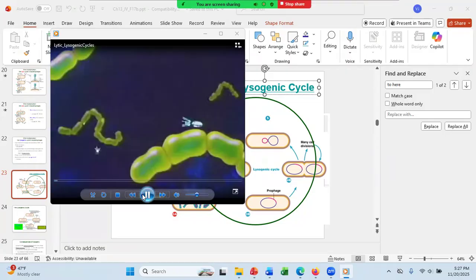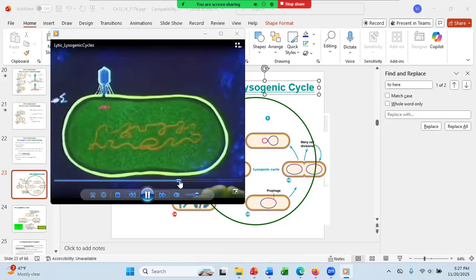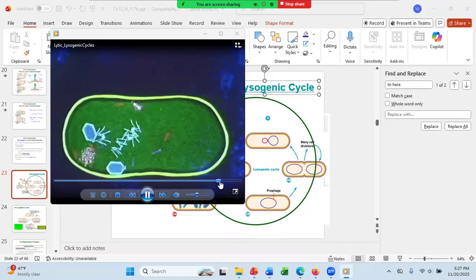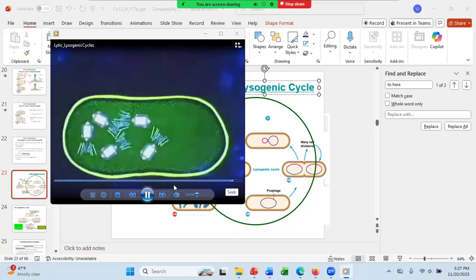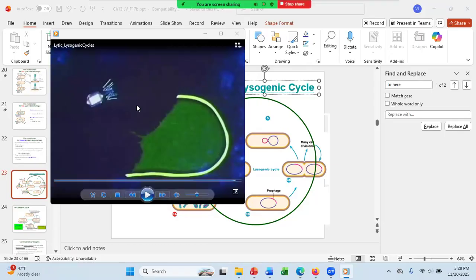Let me state there is one thing wrong with this video. It's showing you bacteriophage T4. Bacteriophage T4 does not enter the lysogenic life cycle. It is a lytic virus, so it only enters the lytic life cycle. Other than that, this movie is absolutely dead on. Everything is correct. Any questions about anything?